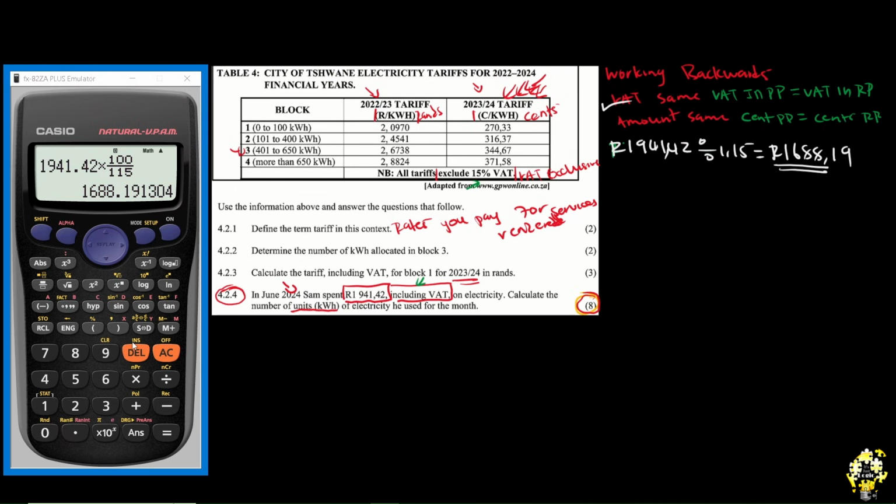Number one, we are correct. The amount, is the amount the same? Let's check the amounts. These are in cents. This is in rands. This is in rands. These are in cents. We have to fix it.